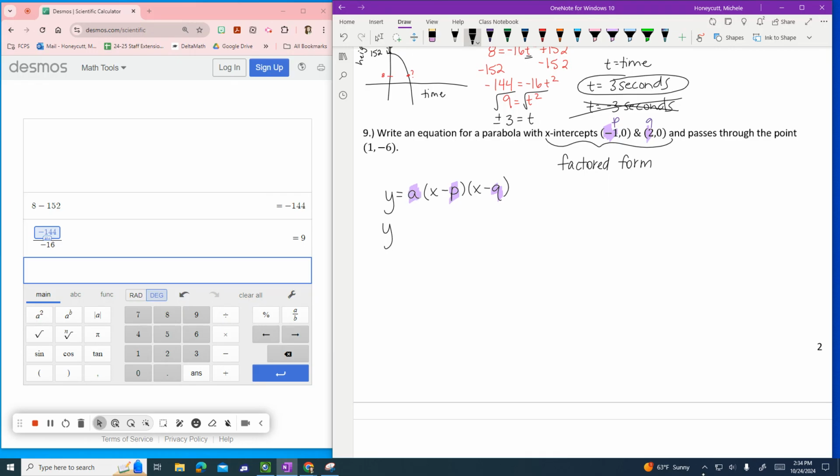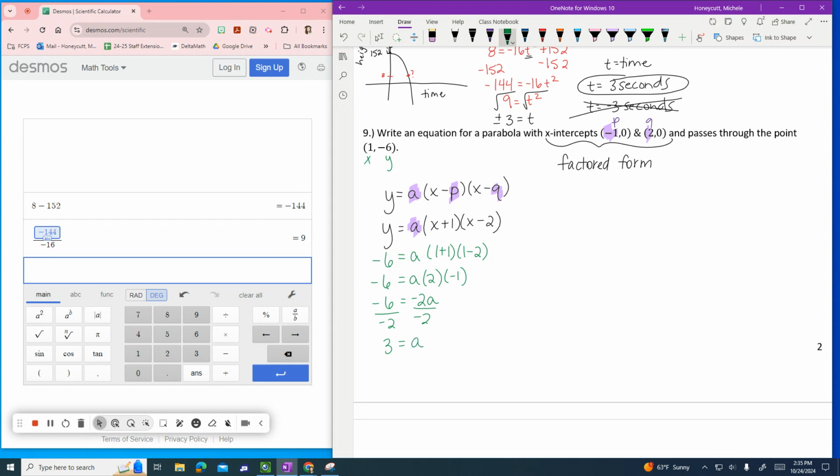So I'm going to start off by substituting in p and q, so x plus 1 and x minus 2, but I still have an a that I need to solve for. To do that, we're going to substitute the other information in. 1 is x, negative 6 is y, so we will say negative 6 equals a times 1 plus 1 times 1 minus 2. Follow the order of operations. We get a times 2 times negative 1, which simplifies to negative 2 times a. Divide both sides by negative 2, and we get 3 for a.